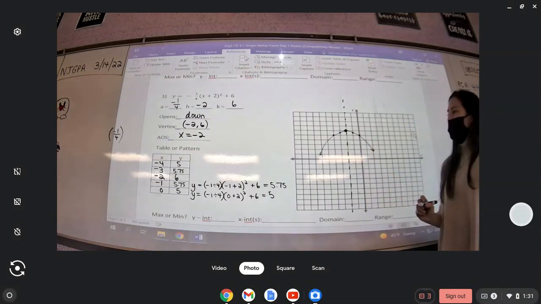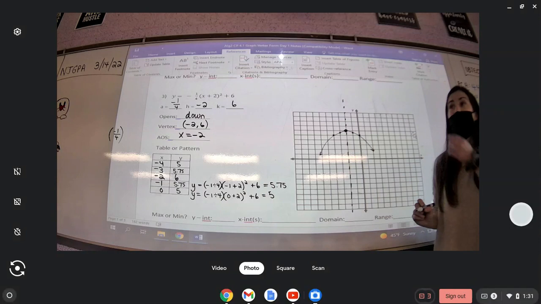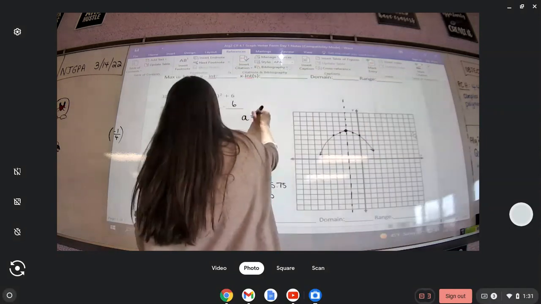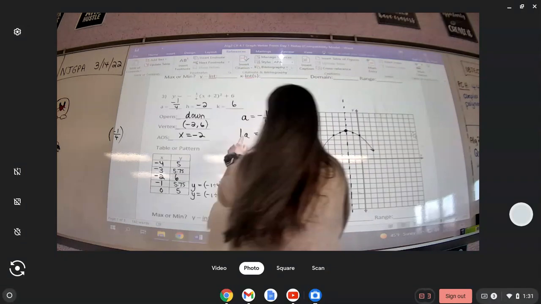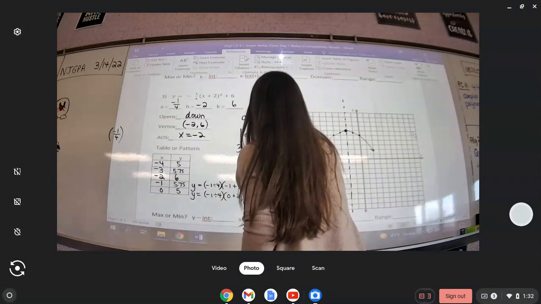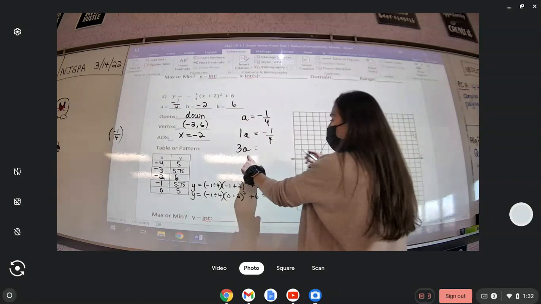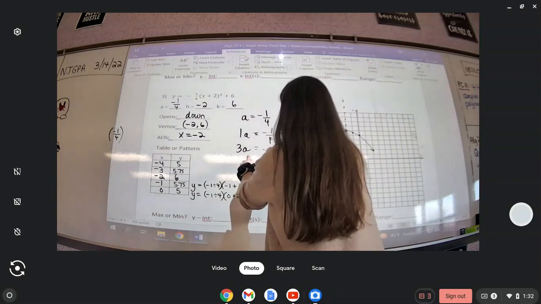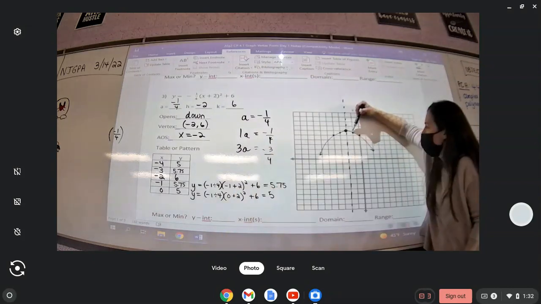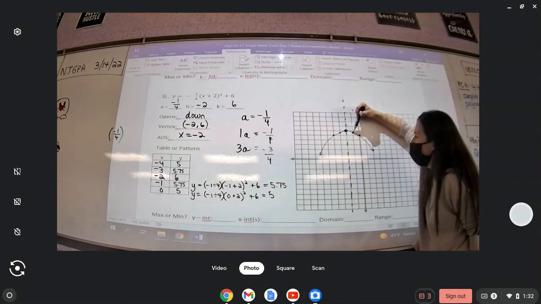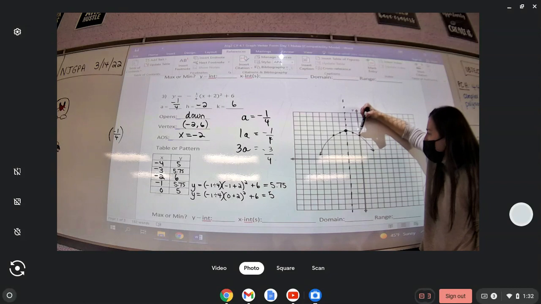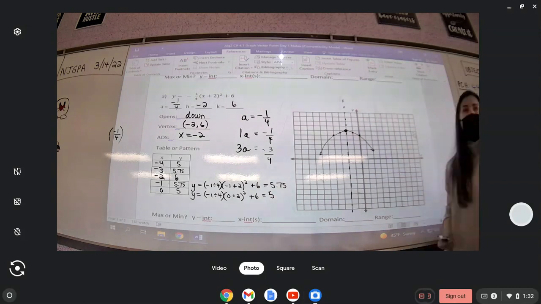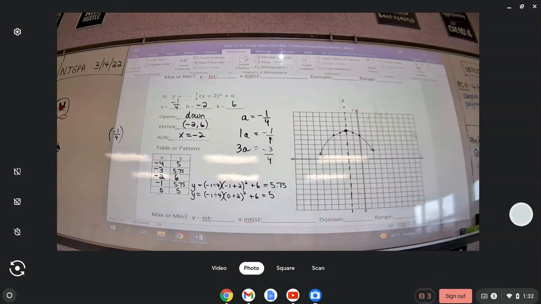Now, if I really, guys, A was negative 1/4, right? 1A, 3A. 1 times A is negative 1/4. 3 times negative 1/4 is negative 3/4. I go right 1, down 1/4 of a point. That's 5.75. I go left 1, I go down 3/4 of a point. Now I'm at a whole number. So the pattern works. You just got to be comfortable counting by fractions.